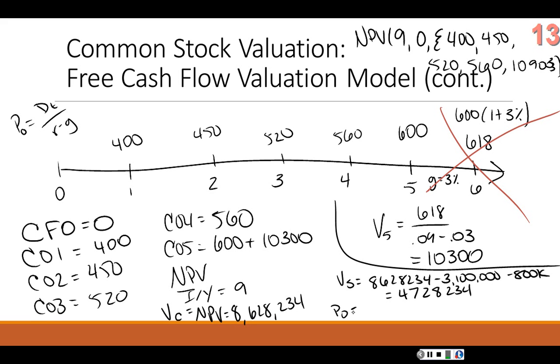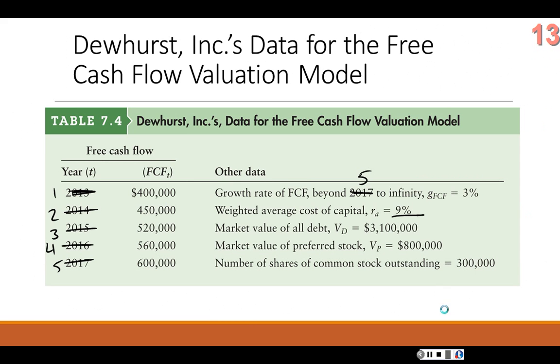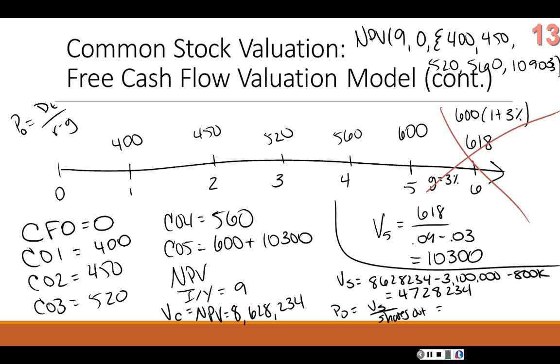So if we want the value per share, we have to divide this by shares outstanding. So we want the price, the value of common stock over shares outstanding. So we take the 4.7 million and divide it by 300,000 shares outstanding. And you get $15.76. So it's basically the same problem as before, just using a different valuation cash flow.